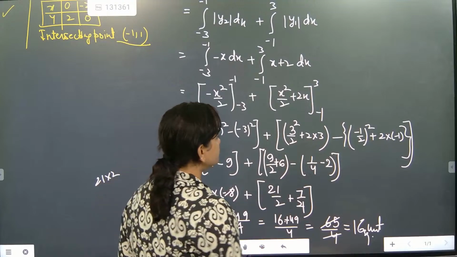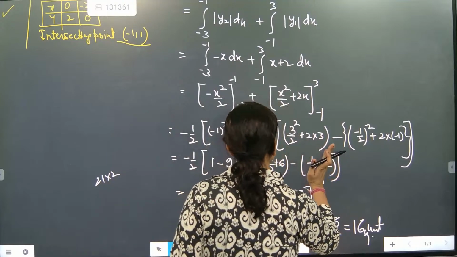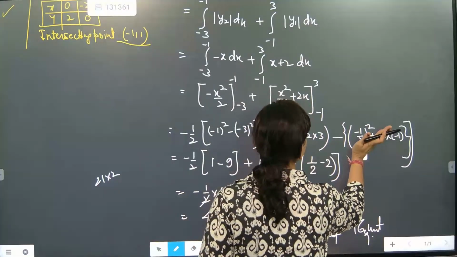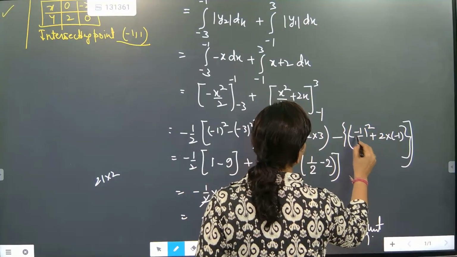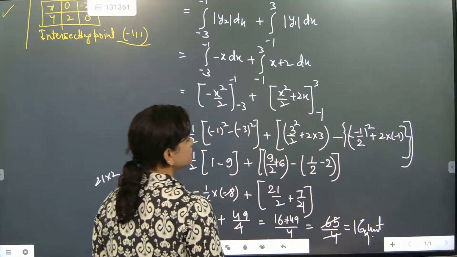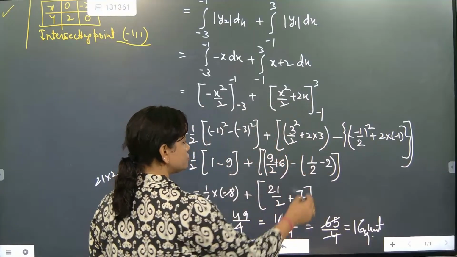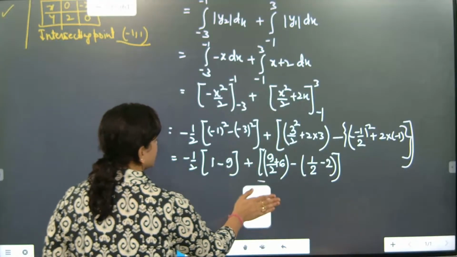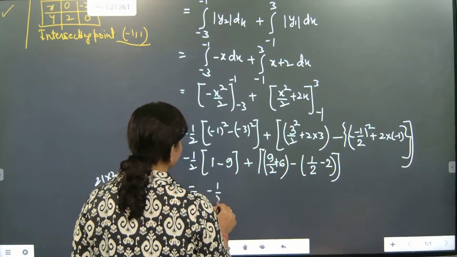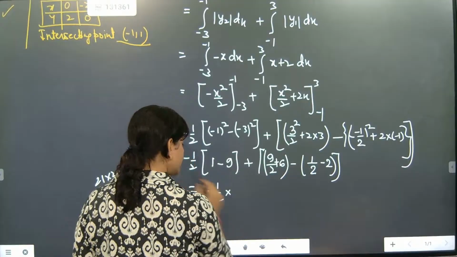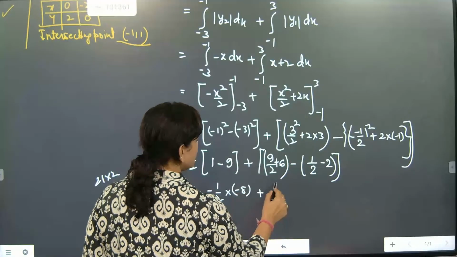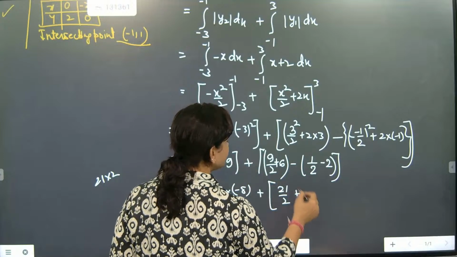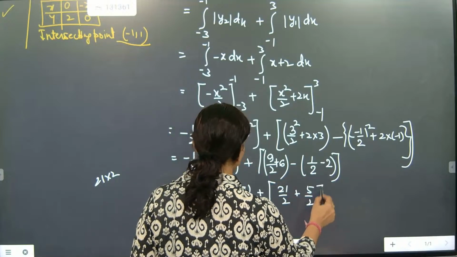Oh, done. Understood. Here, because this is not a full square, this 2 will be down. It will come as 1 by 2, 1 by 2 minus 2. So it is coming as minus 1 by 2 into minus 8, plus here 21 by 2 minus minus plus 5 by 2.